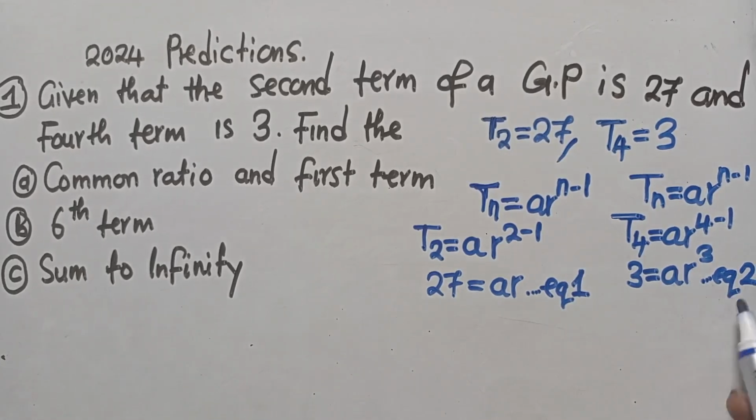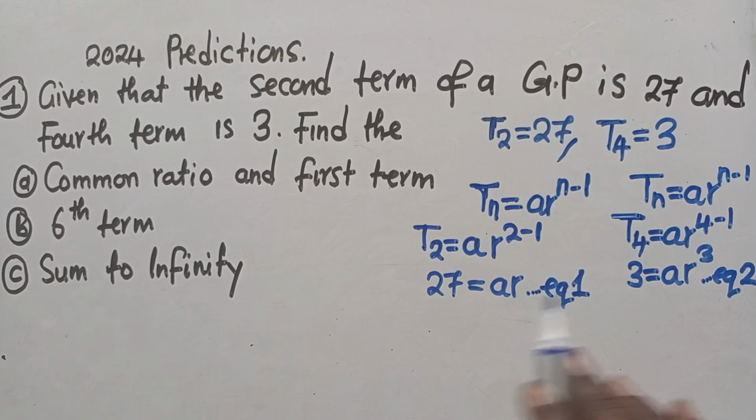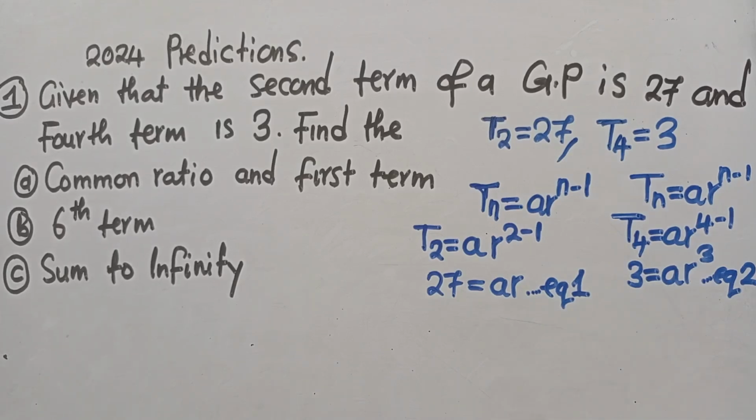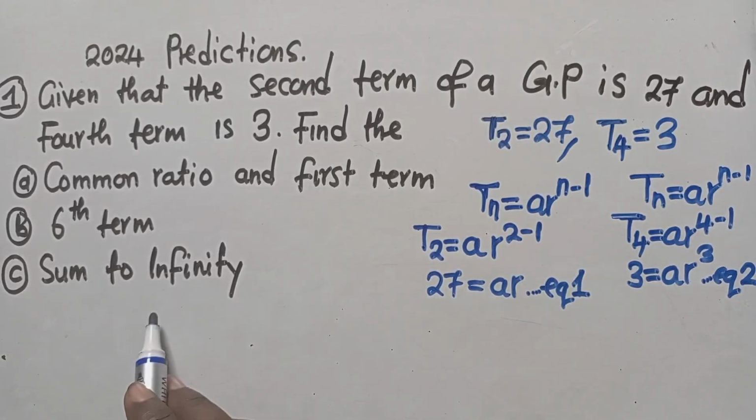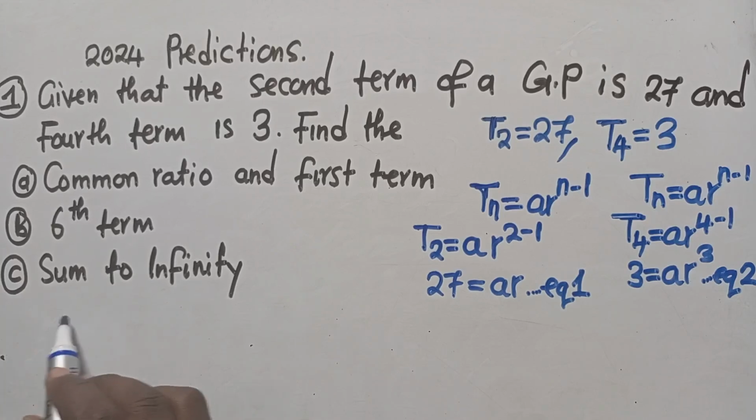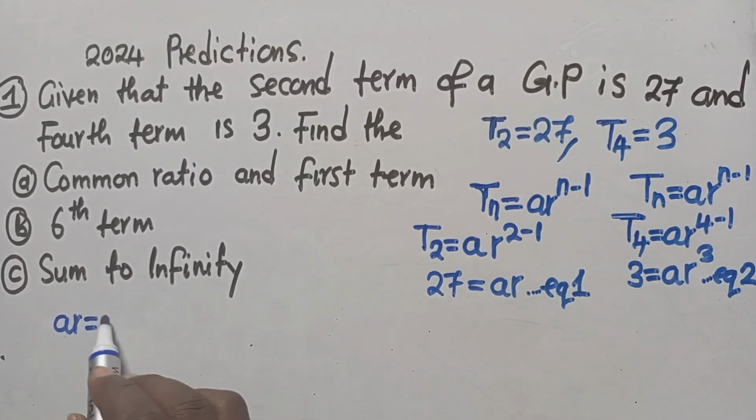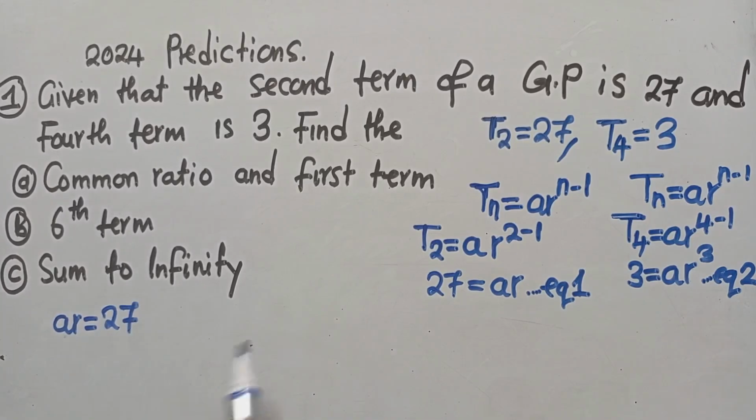Since this one is my equation 2 and this one is my equation 1, I'm going to solve them simultaneously. I guess you understand simultaneous equations. What we are going to do is this. I'm going to write them here so that you follow me clearly. That is ar is equal to 27, and I've got ar cubed, which is equal to 3.